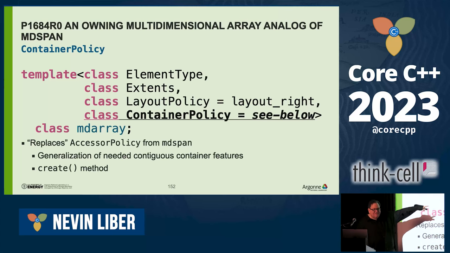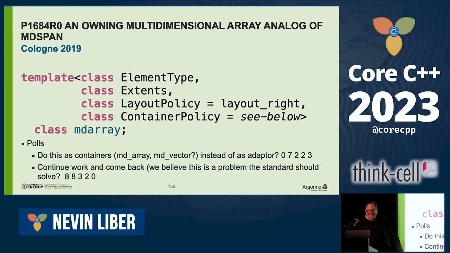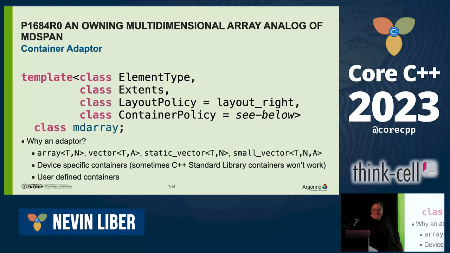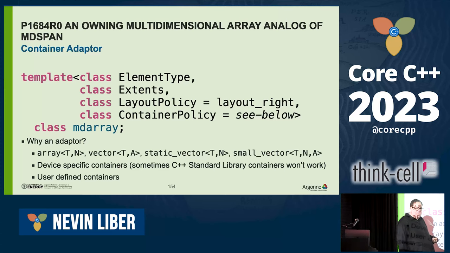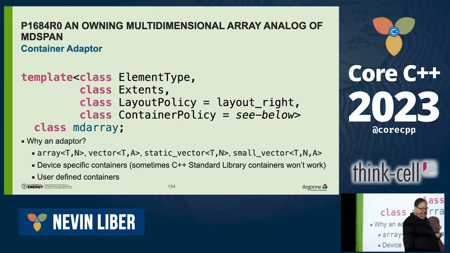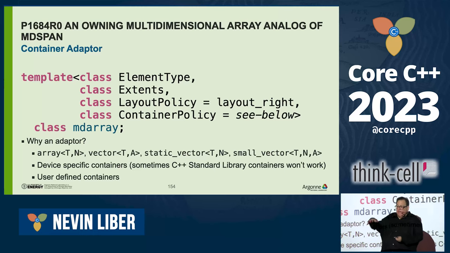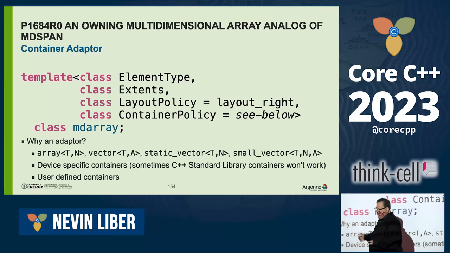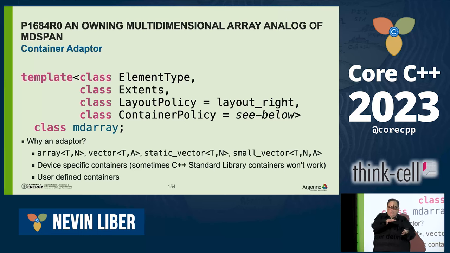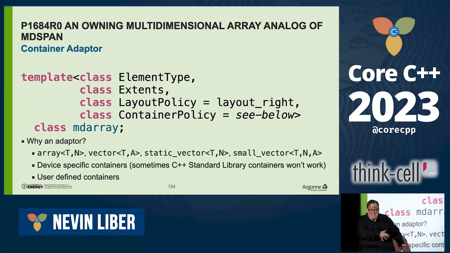And the initial proposal had a container policy. People didn't really like that. So why an adapter? So we can use other stuff, especially on GPUs. We can't on every platform use std::array, because the member functions on some platforms have to be marked saying I can run this on the device. So we'd have to have our own version that says you can run this on the device. It's frustrating, but yeah, it's real world.